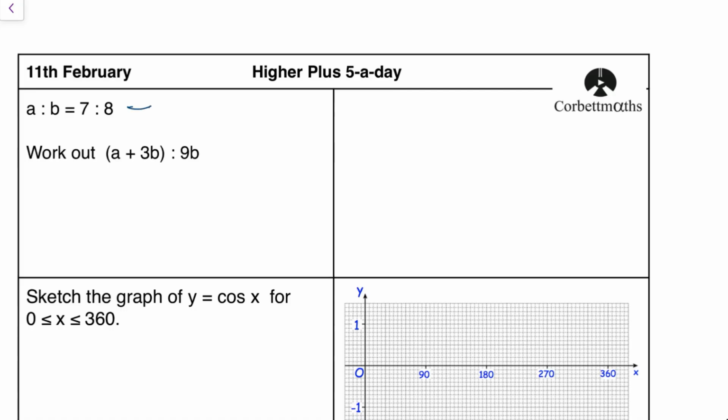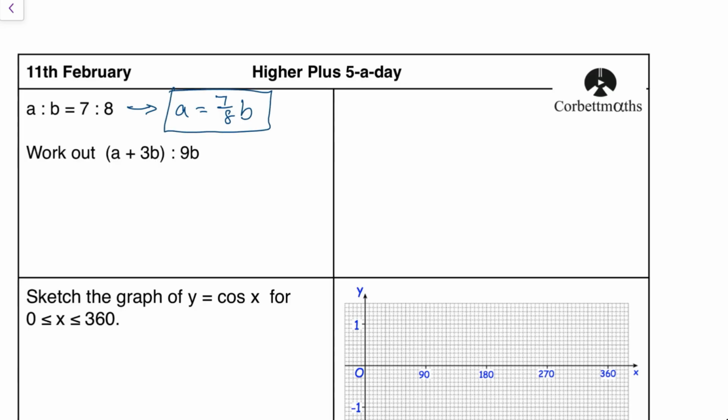Okay. What I'm going to do is remember that A to B is 7 to 8 means that B is 8 times larger than A and A is 7 times larger than B. So just to explain that slightly better. If, for example, I had A to B was 3 to 1, that would mean that A was 3 times bigger than B, which means that A equals 3B. And that's why I can write that A is equal to 7 over 8B. And I now have an equation for A in terms of B.